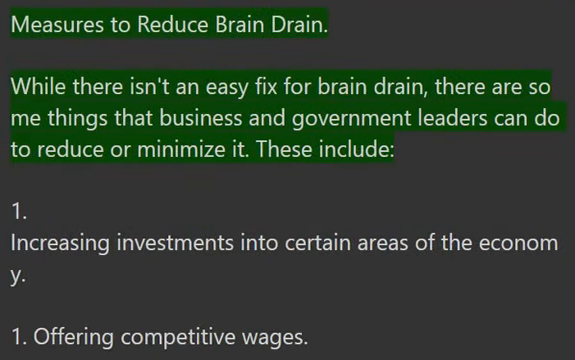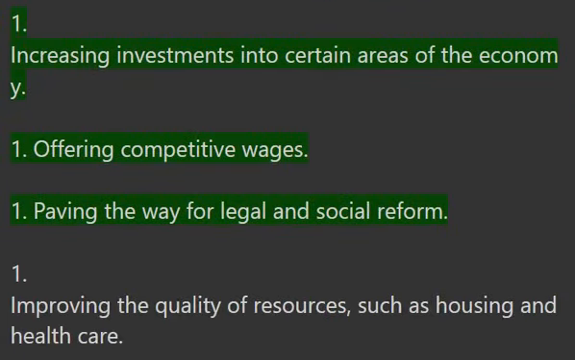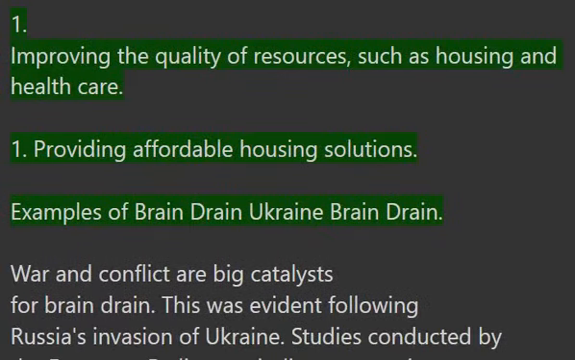Measures to reduce brain drain. While there isn't an easy fix for brain drain, there are some things that business and government leaders can do to reduce or minimize it. These include: increasing investments into certain areas of the economy; offering competitive wages; paving the way for legal and social reform; improving the quality of resources, such as housing and health care; and providing affordable housing solutions.